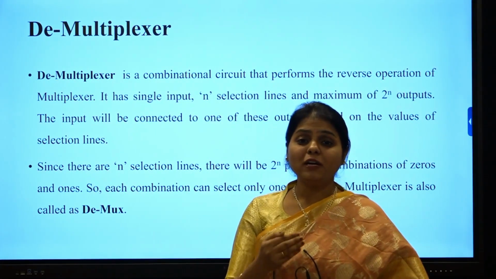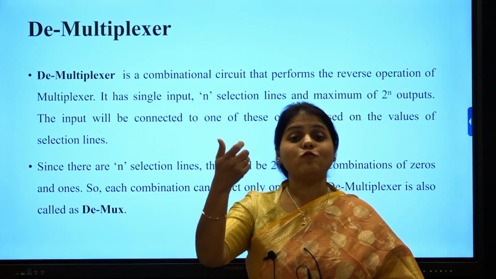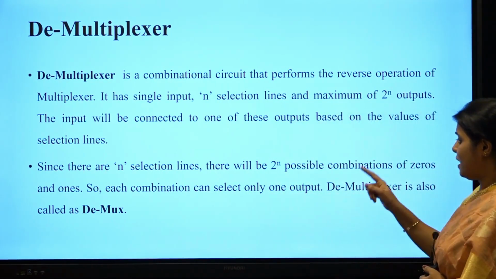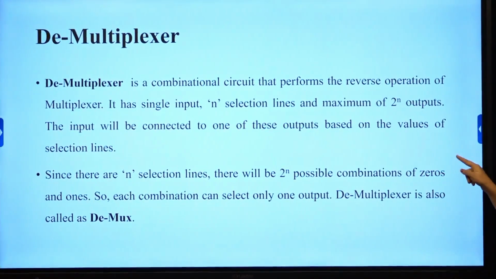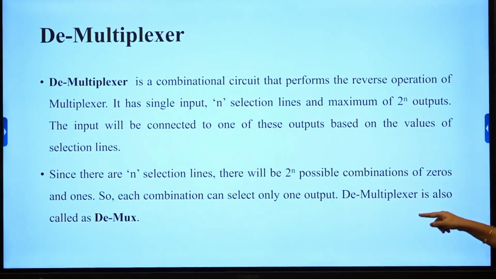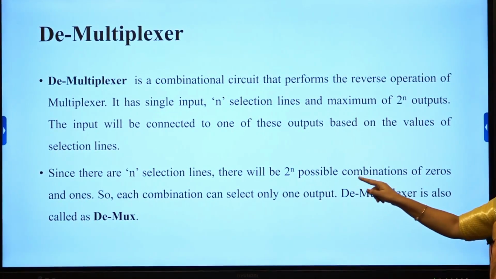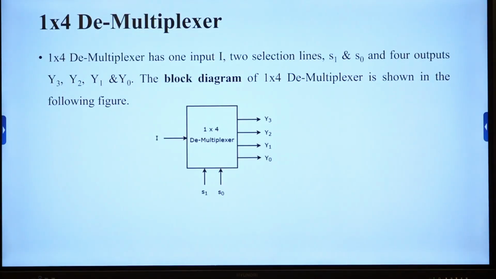Depending upon the select inputs, the input that we give will appear at one of the output combinations. There are n selection lines, so there will be 2 power n possible combinations of zeros and ones, and for each combination, the input will appear only at one output. The demultiplexer, in short, we also refer to as demux. First, let's directly go to the 1 by 4 demux.